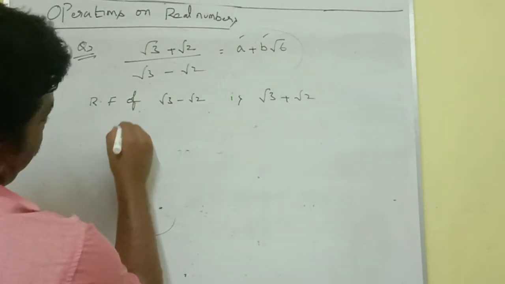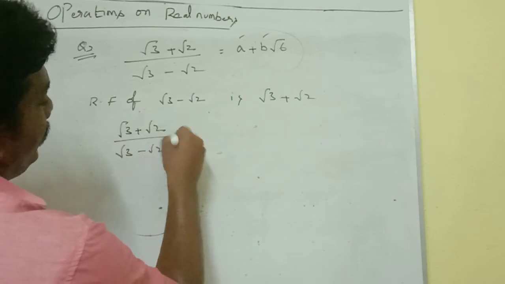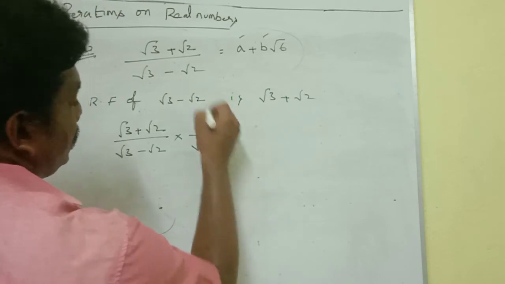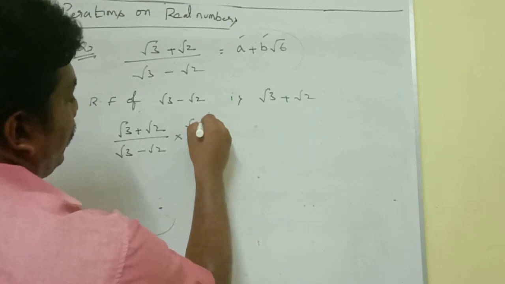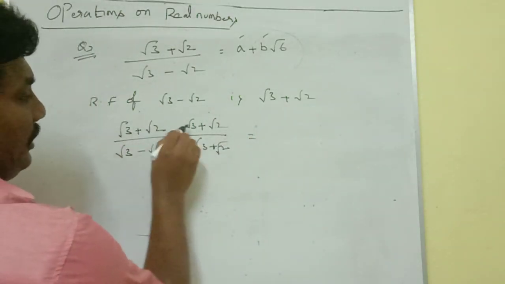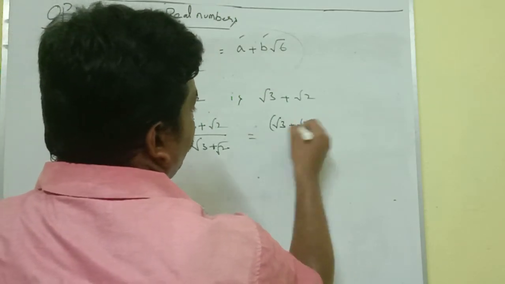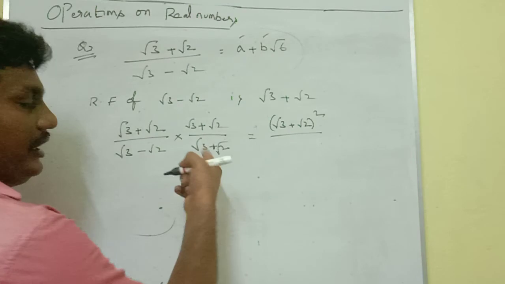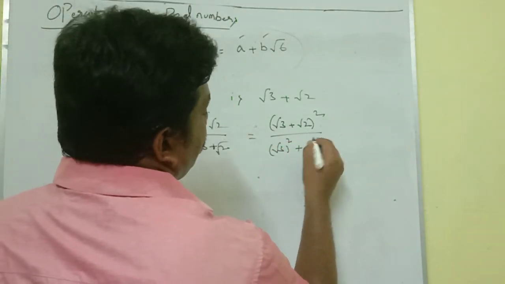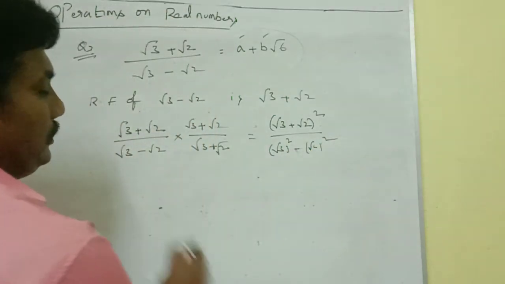Let us see. Now this is (root 3 plus root 2) by (root 3 minus root 2), into, so the denominator is root 3 plus root 2. The same number we are multiplying on the numerator also, root 3 plus root 2. So what happens, this is a plus b, this is also a plus b. That means (a plus b) whole square. This is (root 3 plus root 2) whole square. Now the denominator is (a minus b) into (a plus b), the formula a square minus b square. This is root 3 square minus root 2 square.